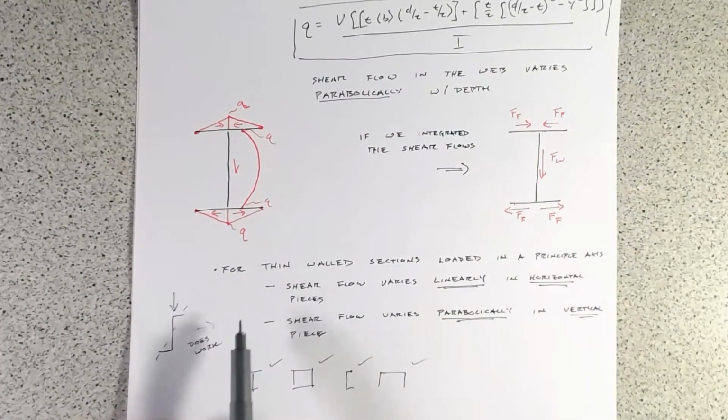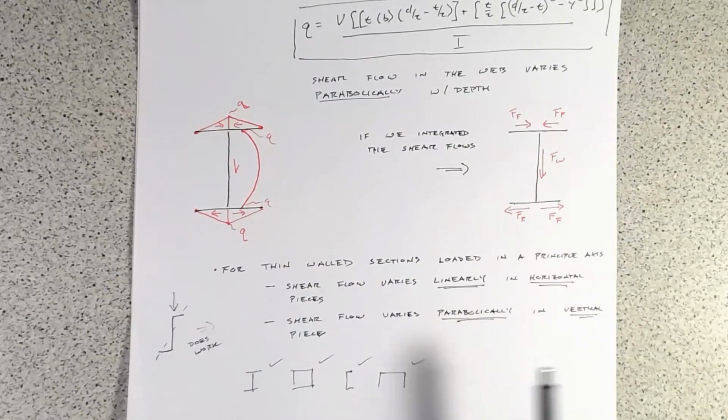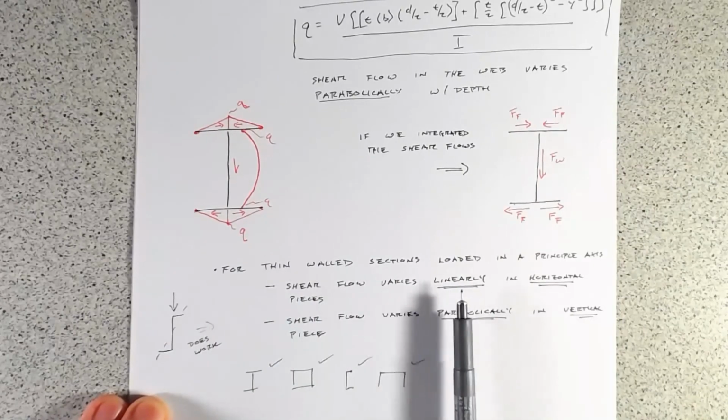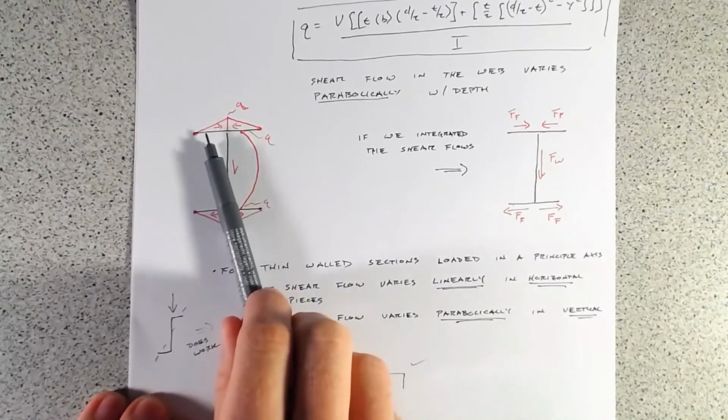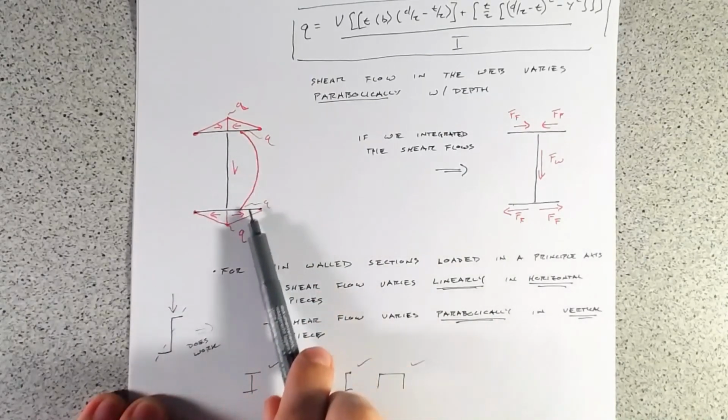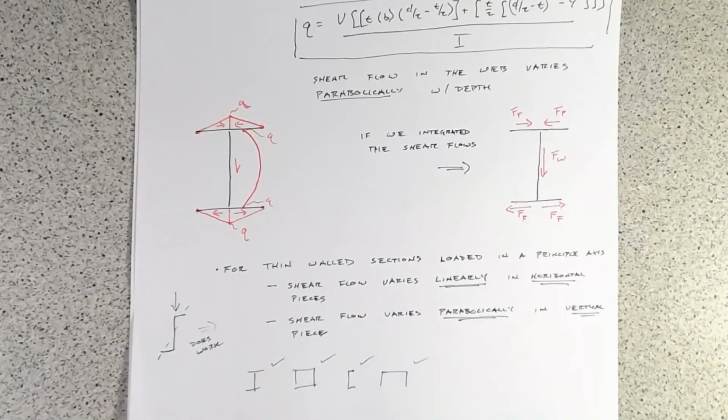So we'll just leave you with this bit here. Keep in mind that when you're looking at shear flow in thin wall sections, if you're loading the principal axes, you're going to vary linearly on a horizontal portion, and you're going to vary parabolically on a vertical piece, and your shear flows have to be in equilibrium where those meet.